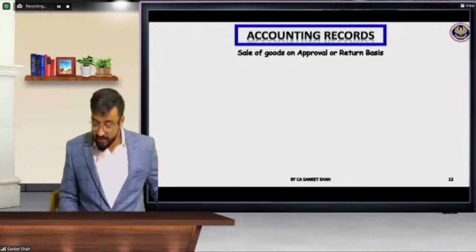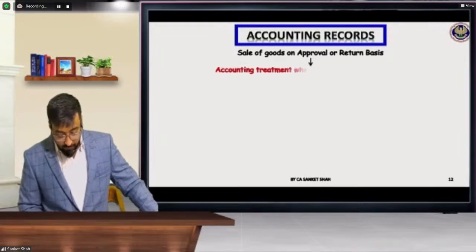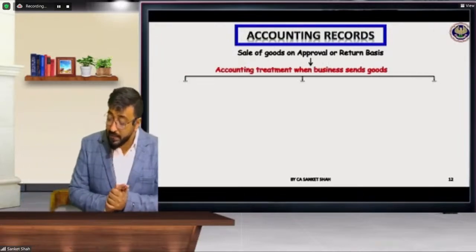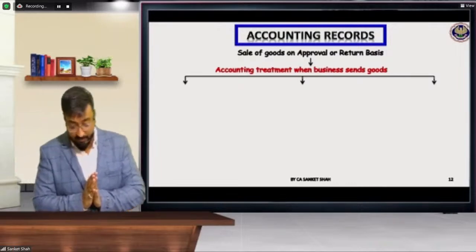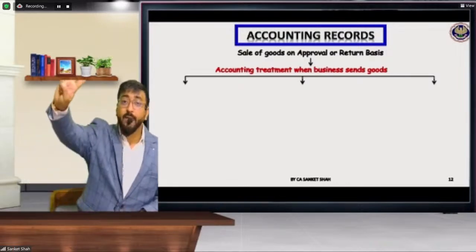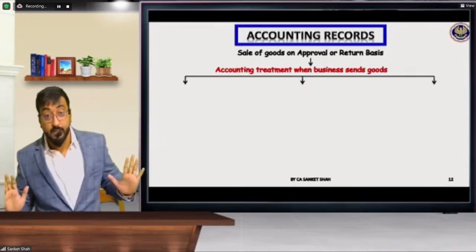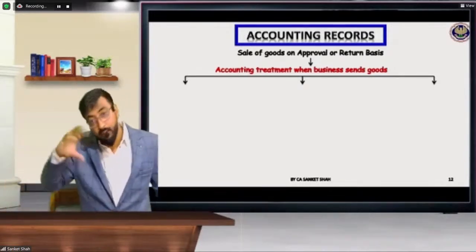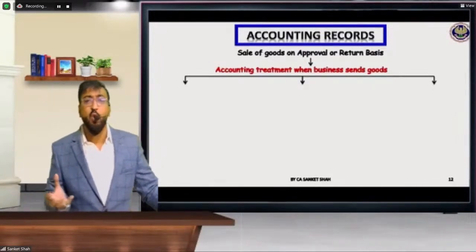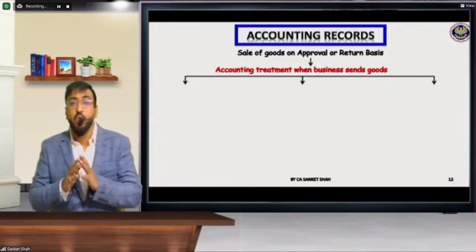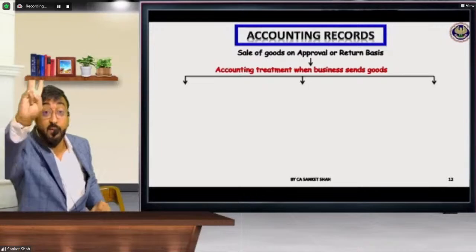Okay, sale of goods on approval and return basis. Accounting treatment when a business sends goods. So what is the accounting treatment? First understand this. There are 3, yes, everyone has to now please focus. Now 100% focus is required because this is something very different. Many students find this a little difficult because they are not aware of these basic concepts. Okay, so accounting is divided in 3 parts. Sir, how many parts? Tell me quickly. It is divided into 3 parts.